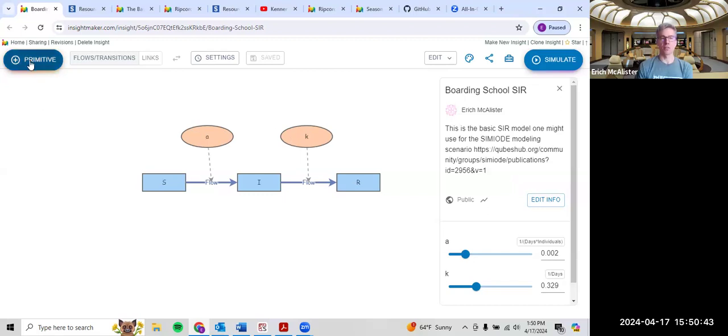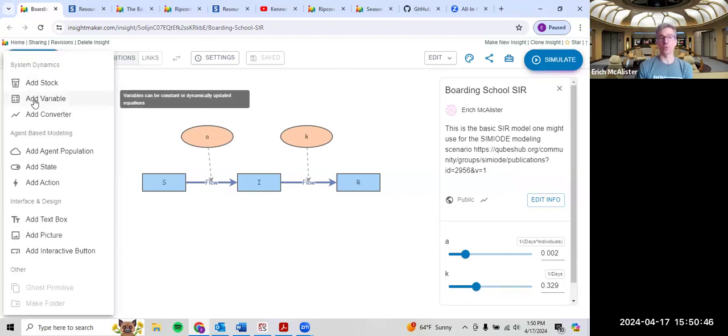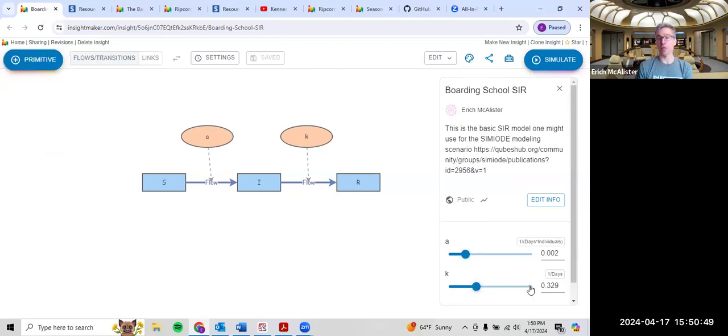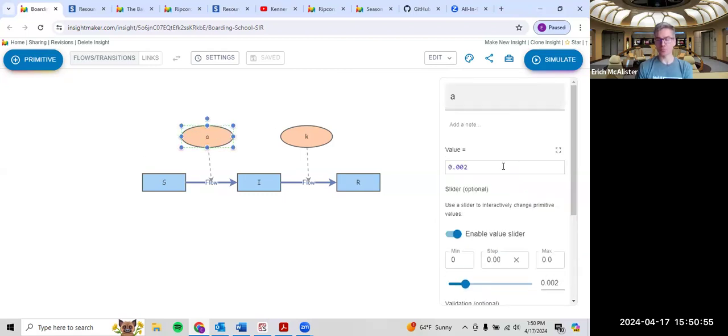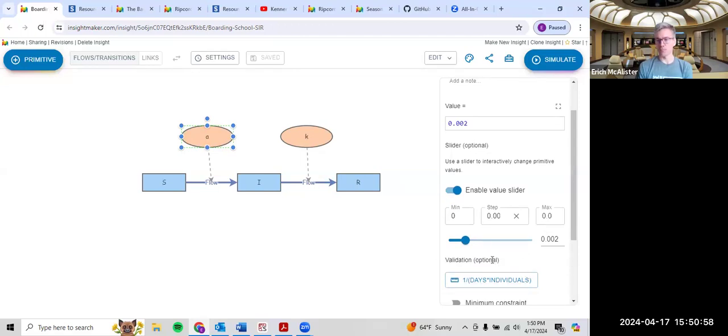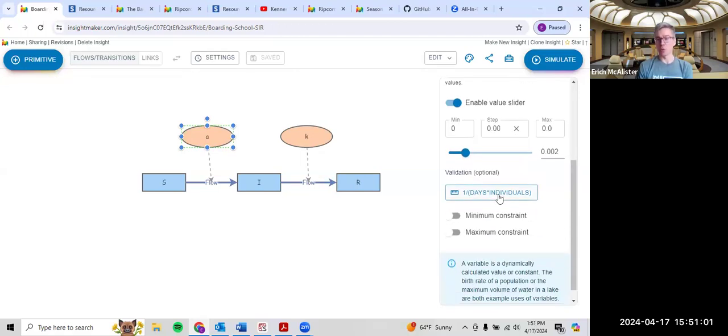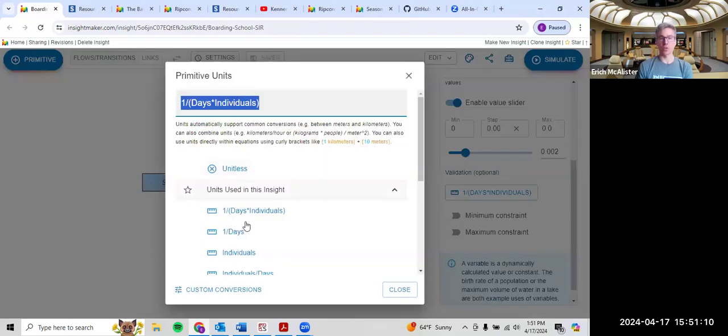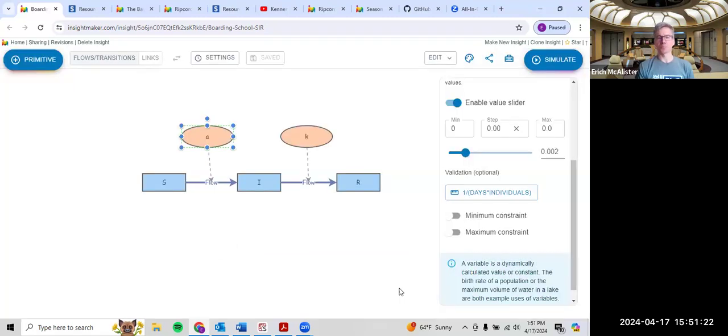A and K up here in primitives, those are variables. Those I have as sliders, and notice if I click on A, there's a value. I can deal with the slider. The units here are 1 over days times individuals. If you click on that, these are ways to assign units. I'm going to close this. We're just kind of going through what an insight looks like and what the components are right now. Those are the units of A.